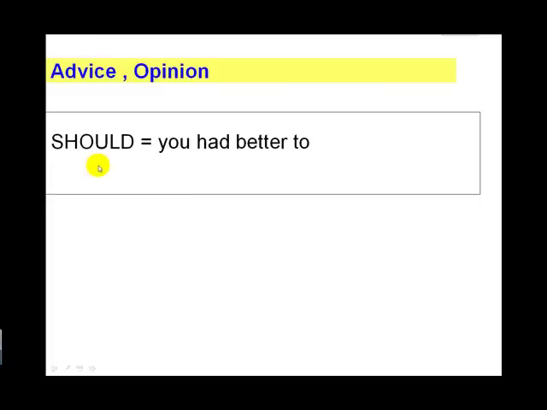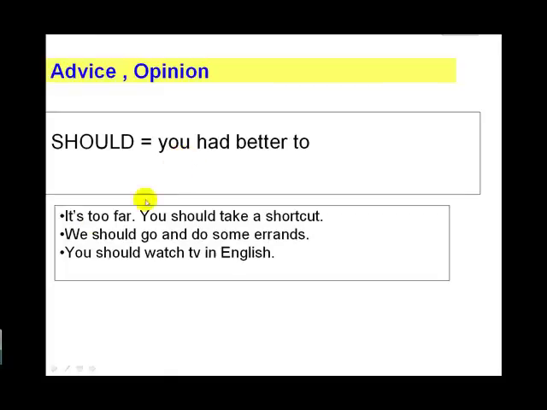With advice, we use should. Should or shouldn't with the negative, which is basically had better. So it's too far, you should take a shortcut. We should go and do some errands. You should watch TV in English. Notice how we use should and the verb in the infinitive, like with all the other modals, the same.